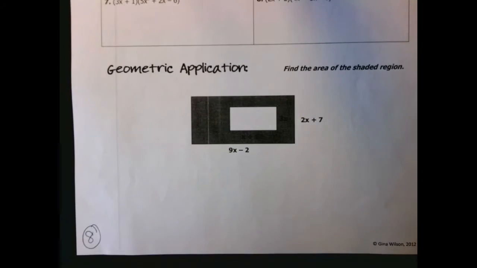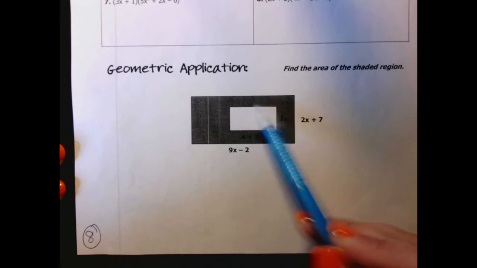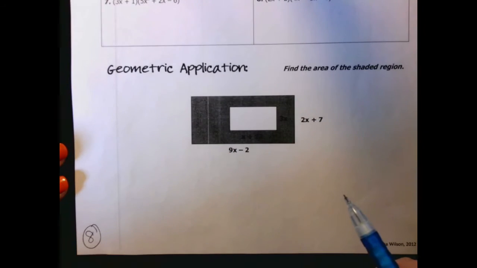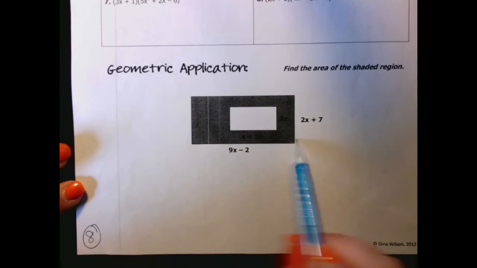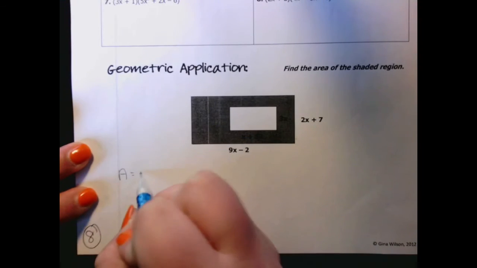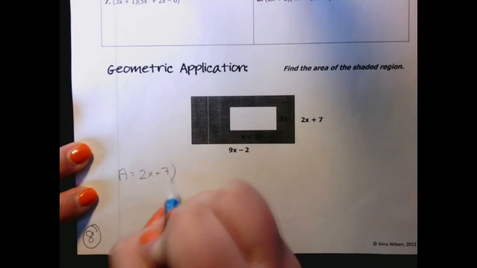Alright, and I did want to go over the problem at the bottom, the geometric application, so I'm going to help you set up your problem, but you guys are going to solve it yourselves. So we want to find the area of this shaded region here. So in order to find that area, we first want to find the area of this larger rectangle. And in order to do that, we're going to do length times width. So area equals 2x plus 7 times 9x minus 2.